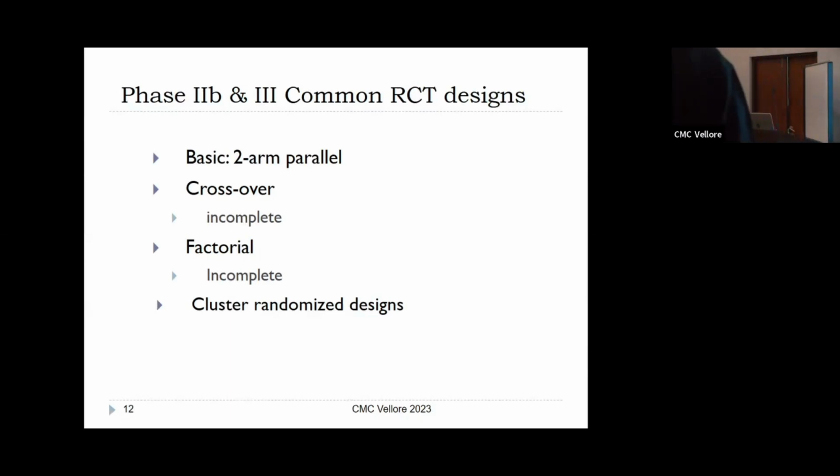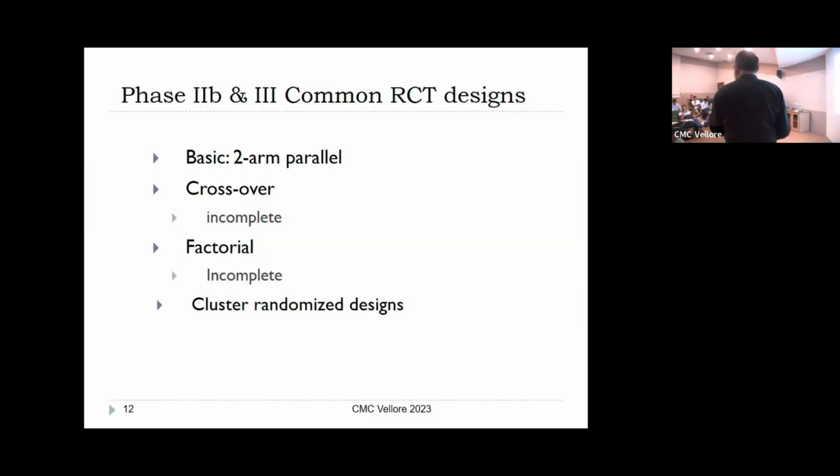So I'm going to talk now about common trial designs. And as I said before, phase 2B and phase 3. Why? Because these are controlled and they're randomized. Phase 2B tends to be smaller in size. Phase 3 tends to be larger in size. We'll talk about this terminology, and that's from the pharma business.